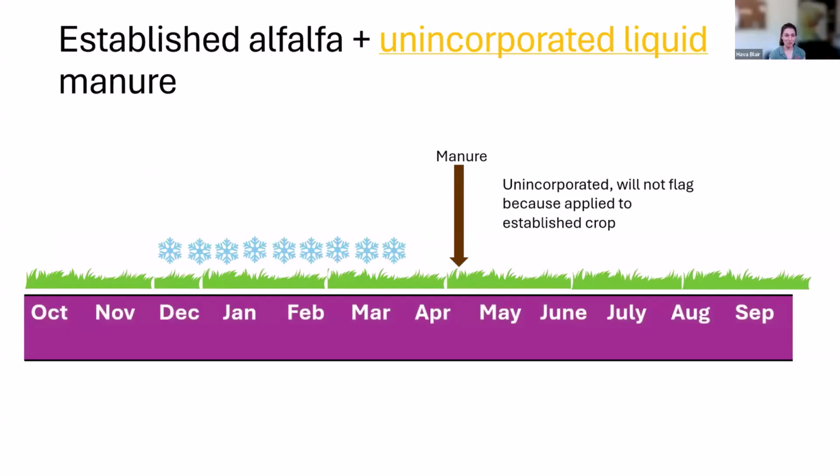And then finally, we have these exceptions in the Silurian rules that are related to established crops. So let's imagine that I have alfalfa on a field. It's an established stand of alfalfa, and I add an unincorporated, so a surface manure application. I will see that unincorporated method in the dropdown, and then SnapPlus will not flag because I'm meeting that exception for my manure surface applied to an established crop. So that's an example of how that would work.